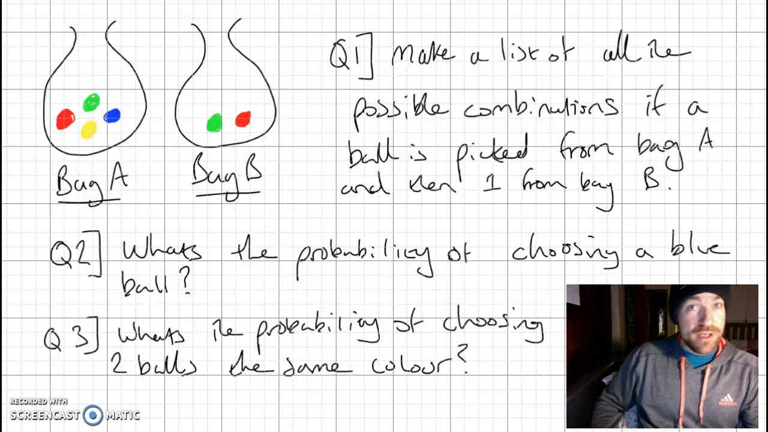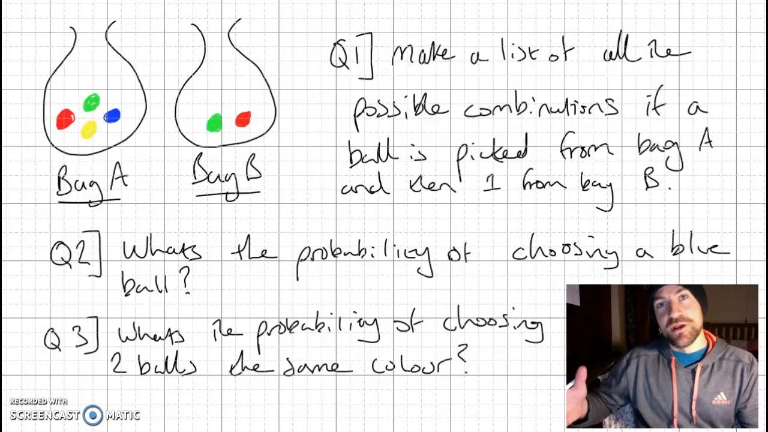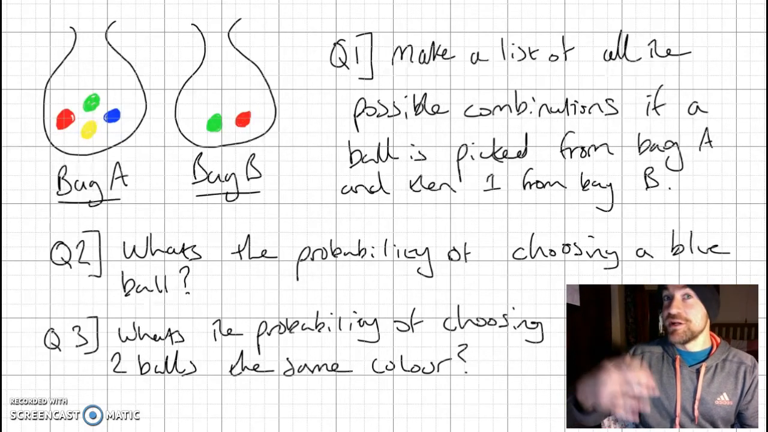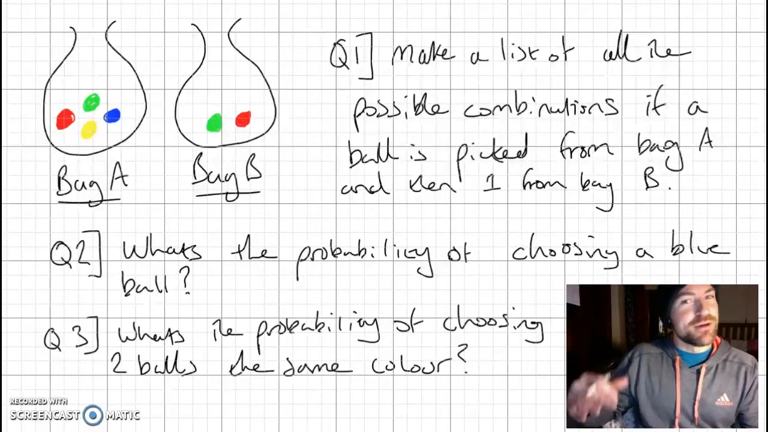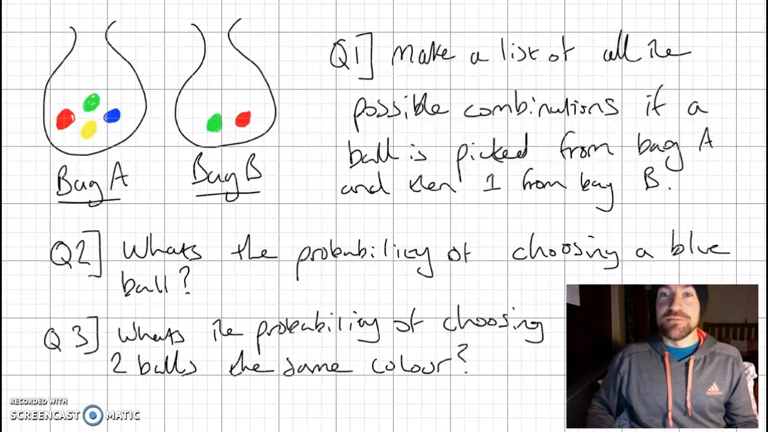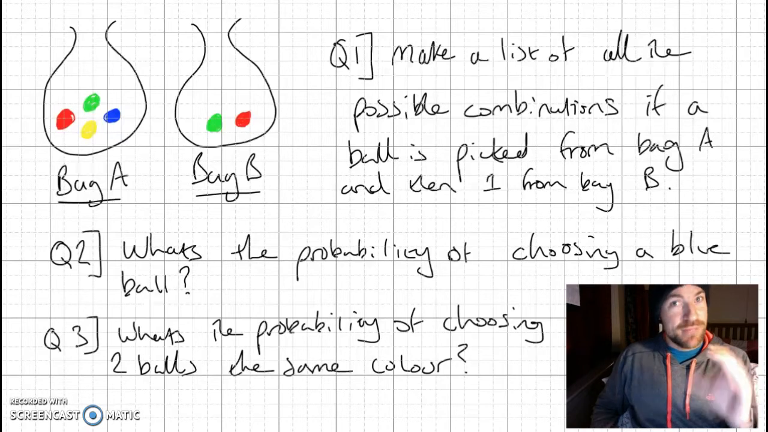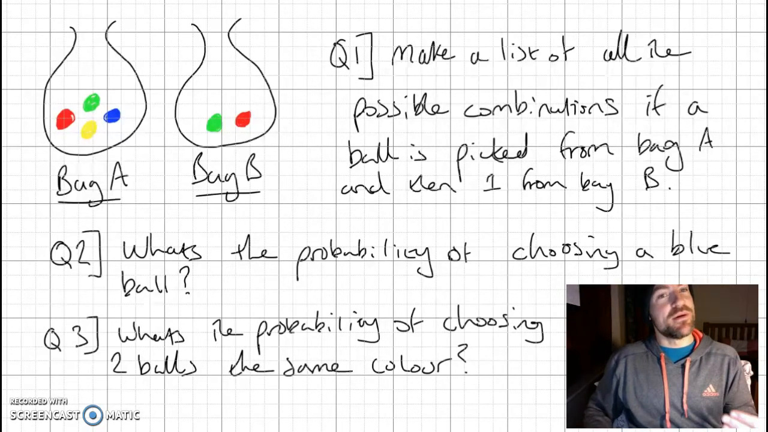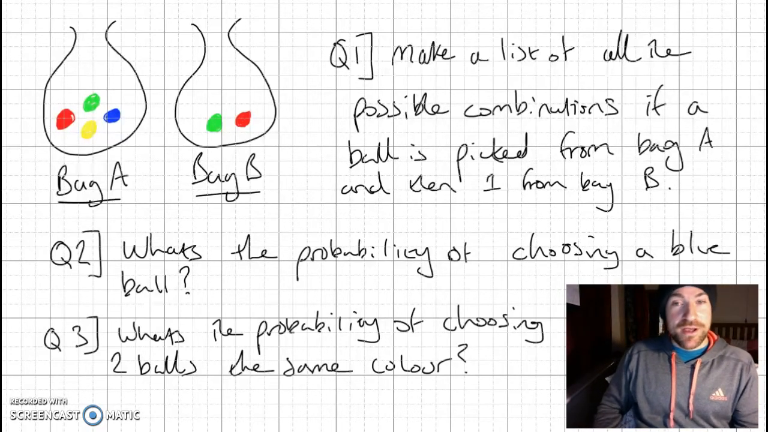Now remember, you won't be able to do that until you've done part 1, because without the list, you can't see how many combinations have got a blue in it. And question 3, what's the probability of choosing 2 balls the same colour? So make sure you're careful with your list, and then you should be able to answer 2 and 3 from your list and get them right.